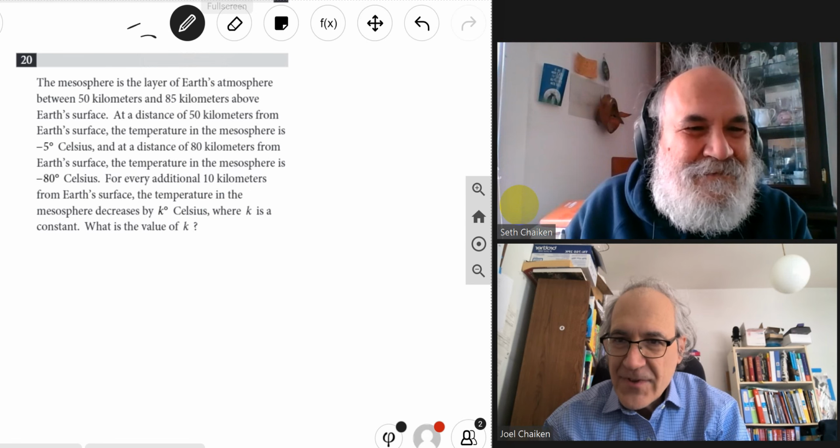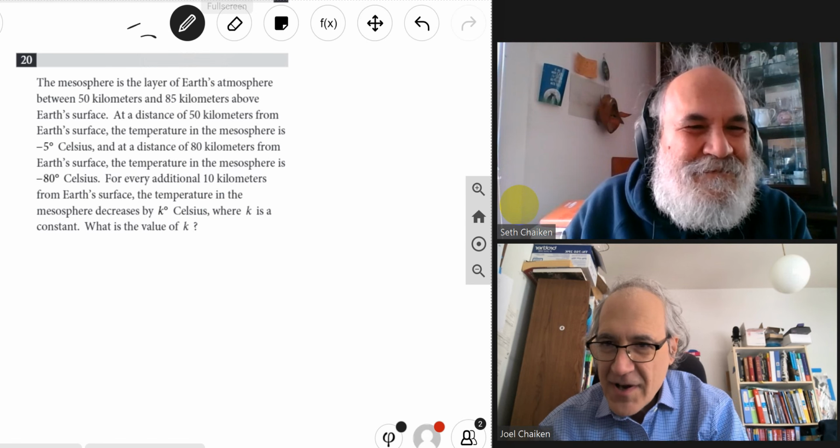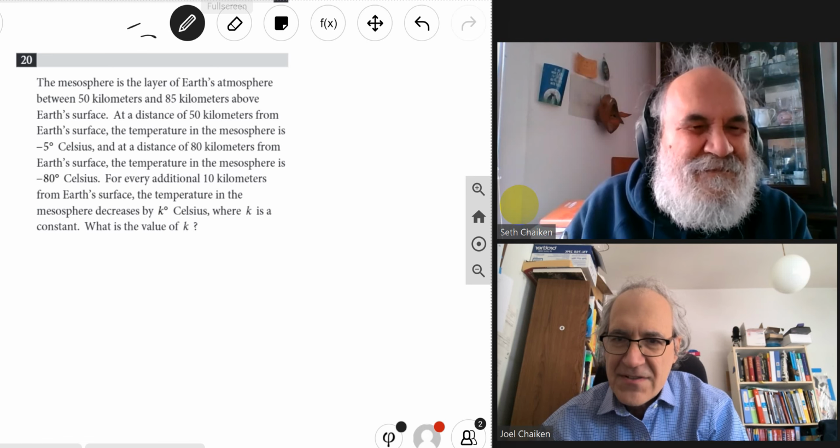The mesosphere is the layer of Earth's atmosphere between these two distances above the Earth's surface. At the lower distance, the temperature is -5. At the higher distance, it's lower. For every additional 10 kilometers from the Earth's surface, the temperature in the mesosphere decreases by k degrees Celsius. k is the constant. What's the value of k?